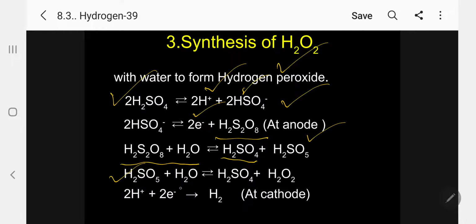H2SO5 reacts with water to give sulfuric acid and hydrogen peroxide, which is formed at the cathode. Hydrogen gas is liberated at the cathode. So this is the synthetic method we are using for preparing hydrogen peroxide. Kindly follow. This was by 50% sulfuric acid.